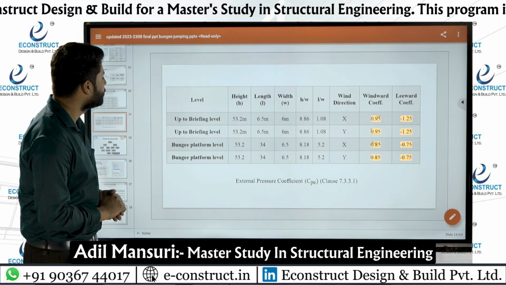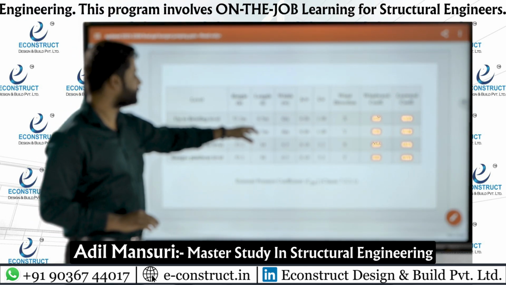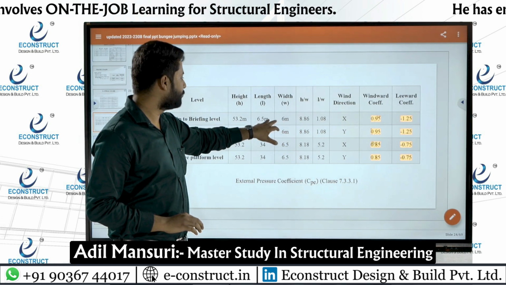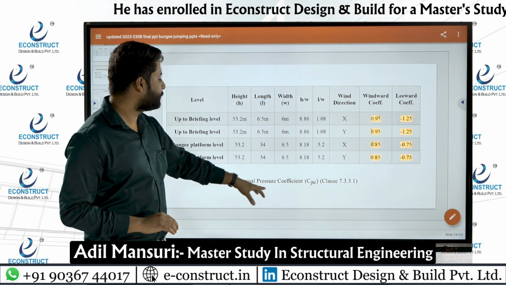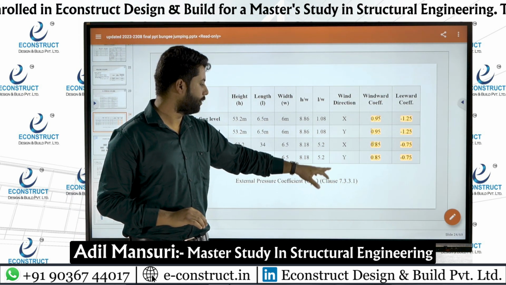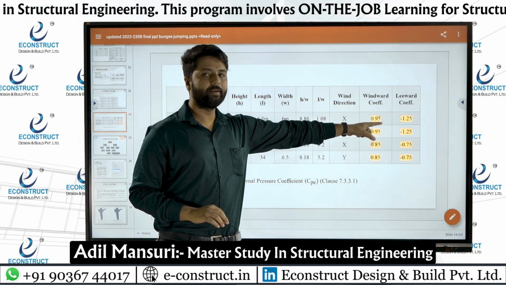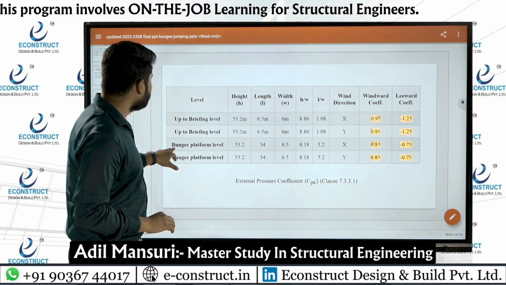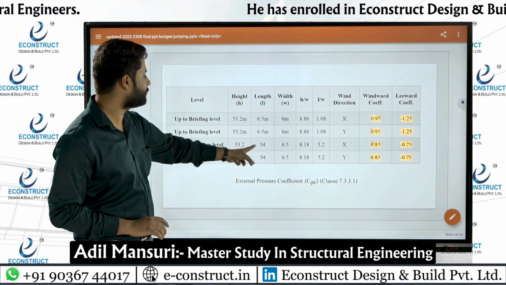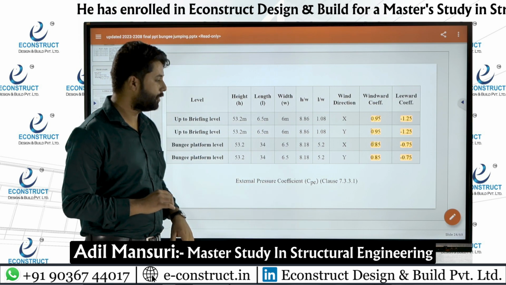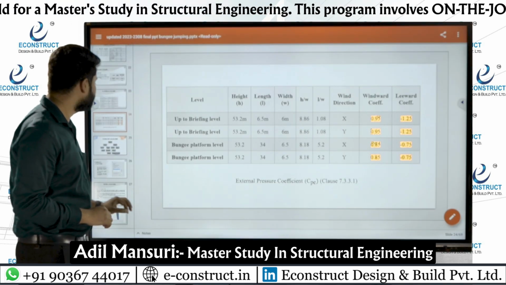So next, we have calculated the height of the structure as 53.2, length like 6.2 and width like 6.5 meter. So here, as per the external pressure coefficient clause number 7.3.1, the windward coefficient up to the briefing level we are getting 0.95 and leeward 1.25, and up to the bungee platform we are getting 0.85 and 0.75, because of these calculations H by W and L by W. We have got the pressure coefficients from this clause of IS 875 part 3.